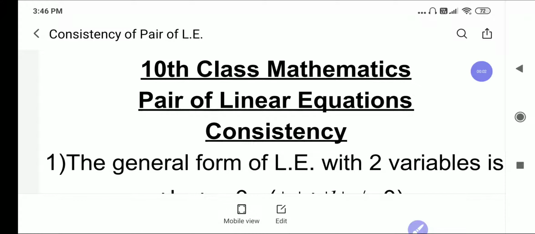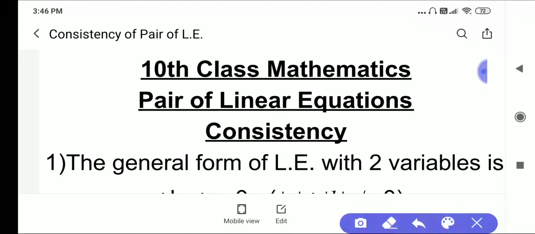Dear 10th class students, today's topic is from pair of linear equations. You know that linear equation means representing a line on the graph. A linear equation represents a line on the graph. Pair means two. That means two lines are here.